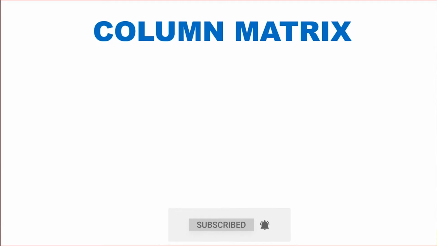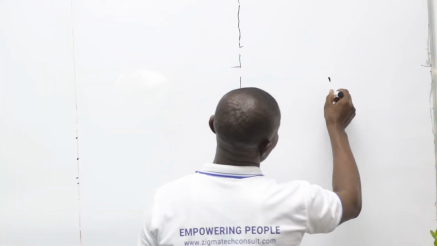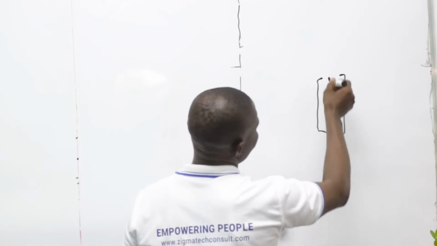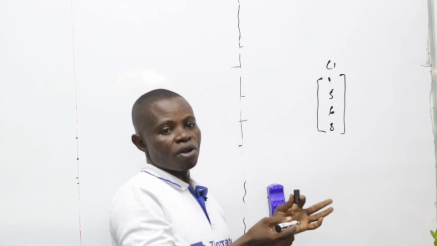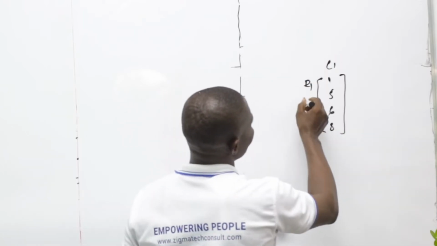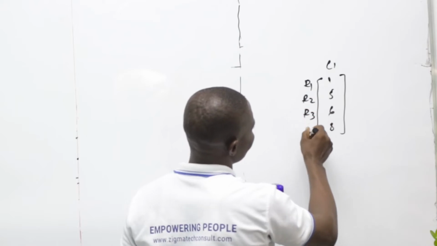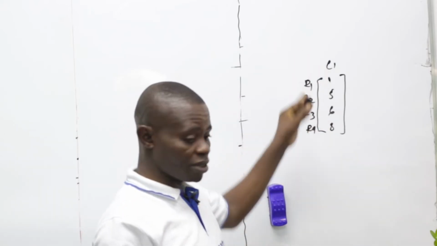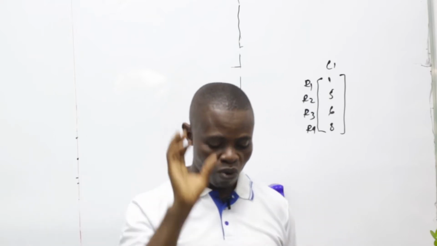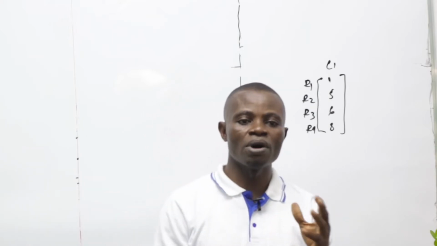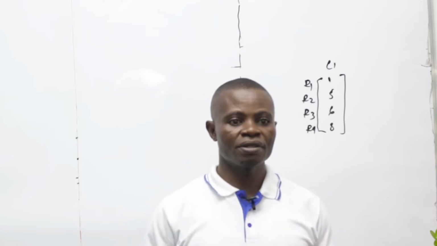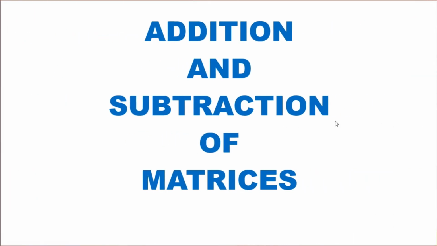Look at the example. I have 1, 5, 6, 8. Okay? This is just what? One column, that is C1. If you watch very well, you can see row 1, row 2, row 3, row 4. But what we are considering is the column nature of the matrix. It must be what? Just 1. That is what we call a column matrix.